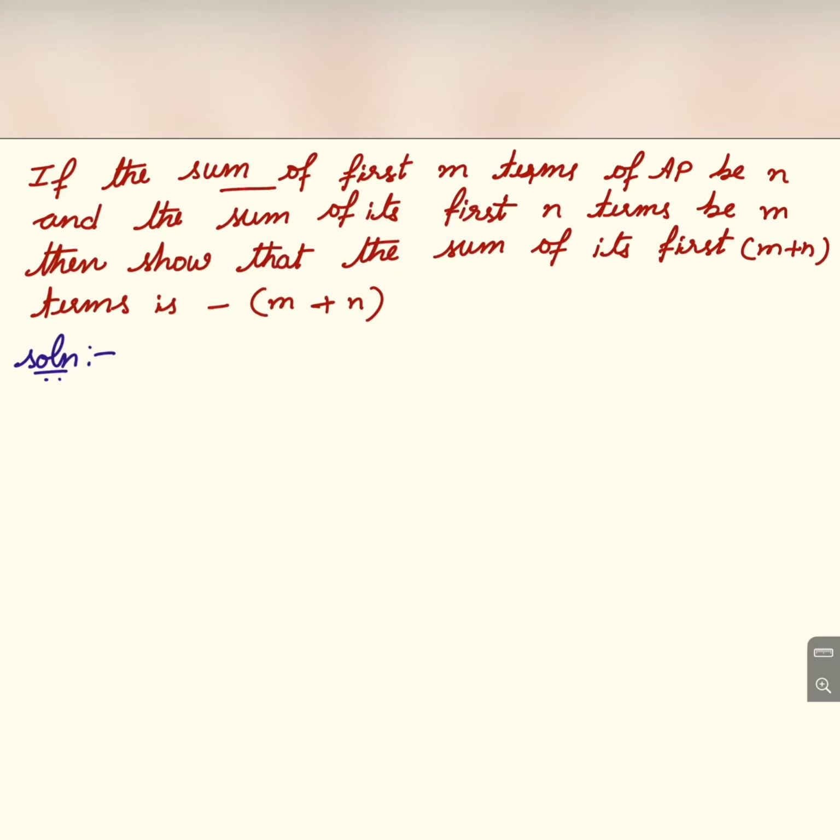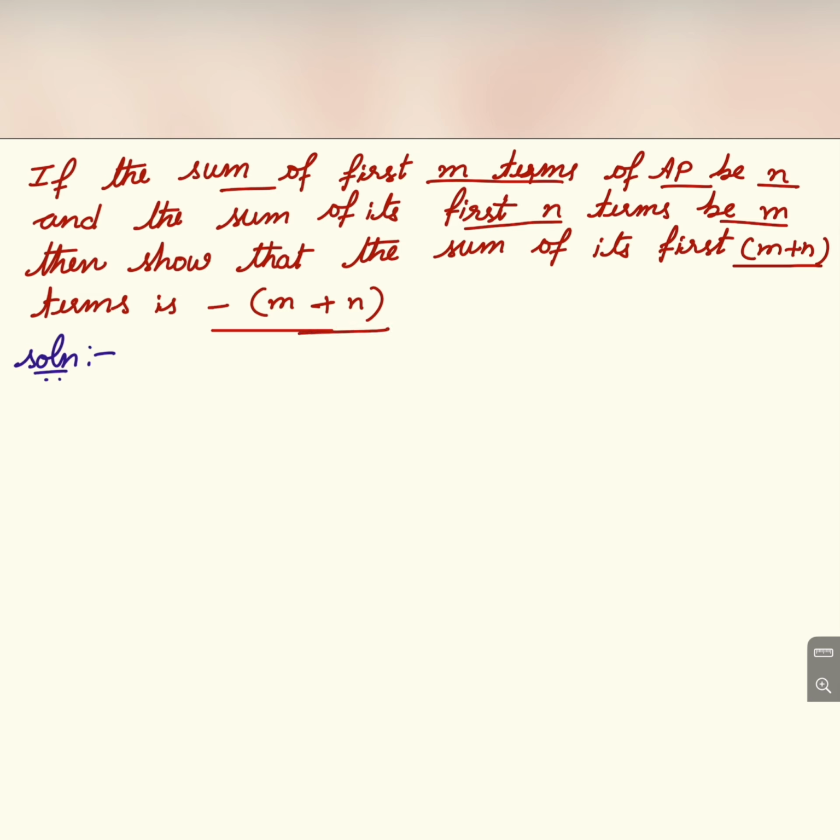If the sum of the first m terms of an AP be n and the sum of the first n terms be m, then show that the sum of its first m plus n terms is minus of m plus n. Let us start.